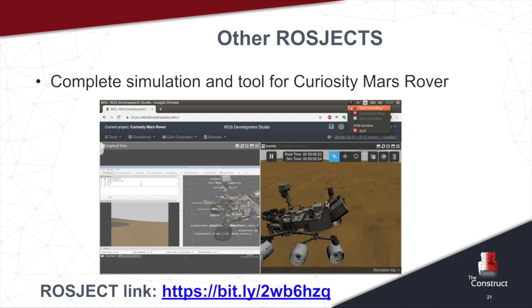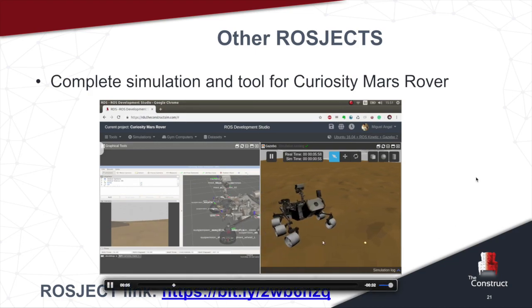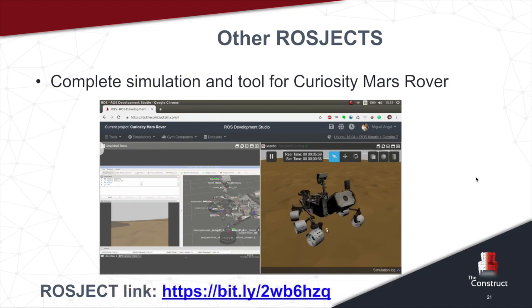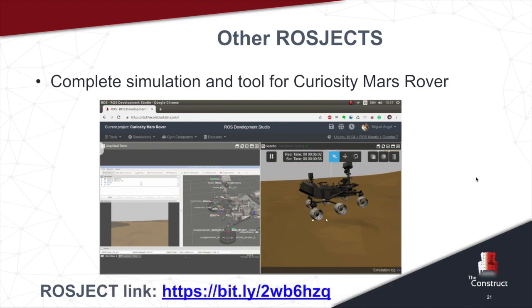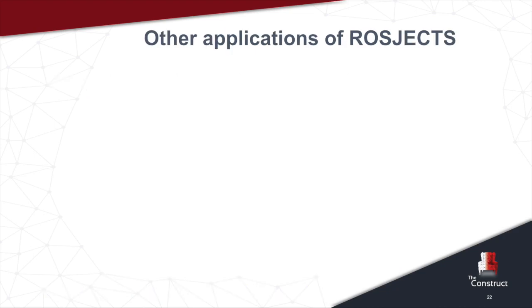And then we also have some interesting ROSjects, like for example this one of the Curiosity Mars rover that you can get here. So you can get the ROSject and have this simulation already working with all the joints and controllers, etc.